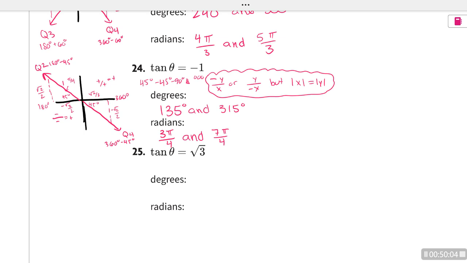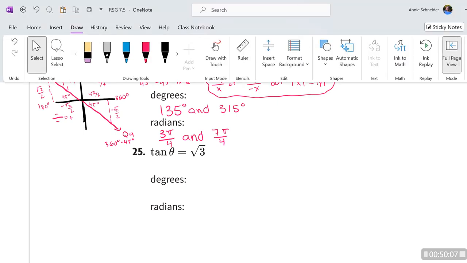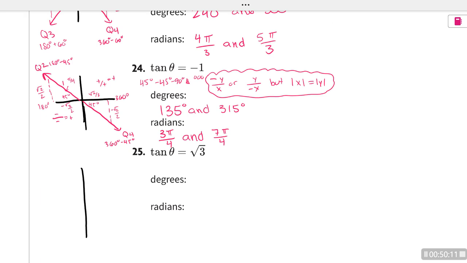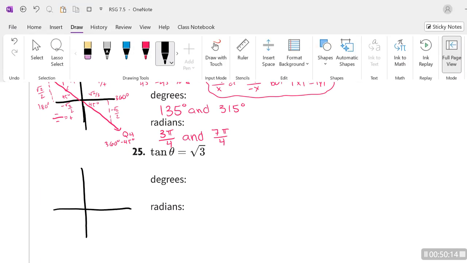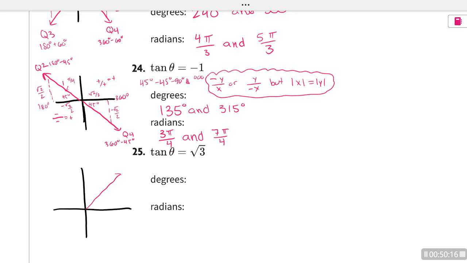So this time, tan of theta equals square root 3. So we have positive. So let's think where tan is positive. We're in quadrant 1, where tan is positive, and quadrant 3. Quadrant 1 and quadrant 3. So now let's think, tan, remember that's y over x. So how do we get this square root 3 over 1? Well, that's coming from the 30, 60, 90 triangle.